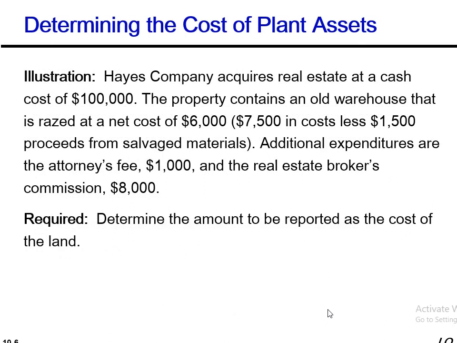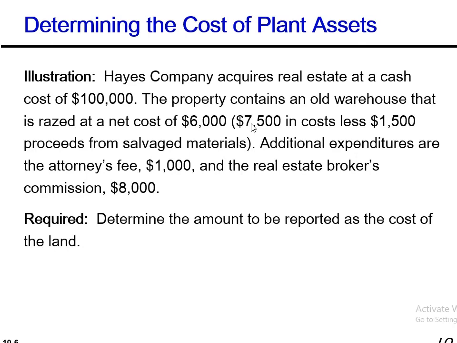Hayes Company acquires real estate at a cash cost of $100,000. The property contains an old warehouse that is razed, meaning the old warehouse was there and was removed, at a net cost of $6,000. Net means there is some calculation which we made, that's why we get this net cost. So what are the calculations? Look at the bracket. $7,500 in cost means in order to remove this warehouse, you paid the company that removed it.